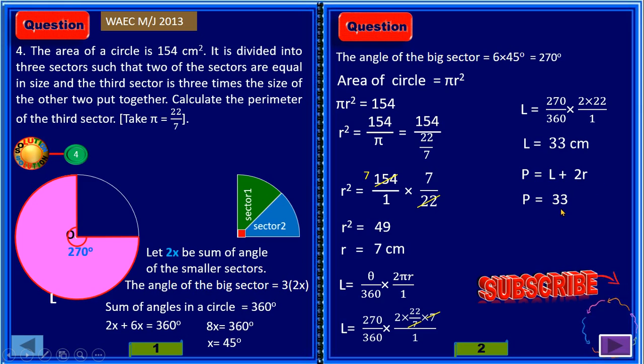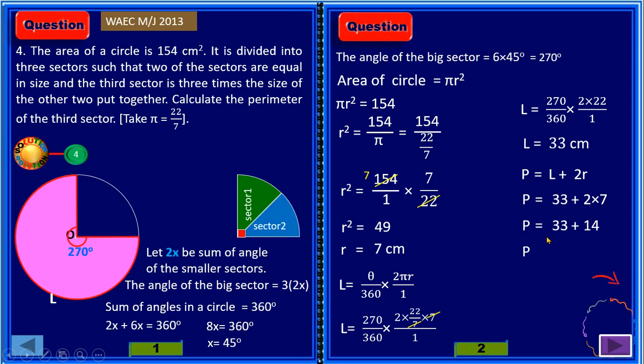L is 33 centimeters plus 2 multiplied by 7. The radius of the circle is 7 centimeters. So therefore perimeter will be equal to 33 plus 14. Adding them together now, the perimeter will give us 47 centimeters. That's the solution to question number 4. We'll go straight to the next slide to solve question number 5.